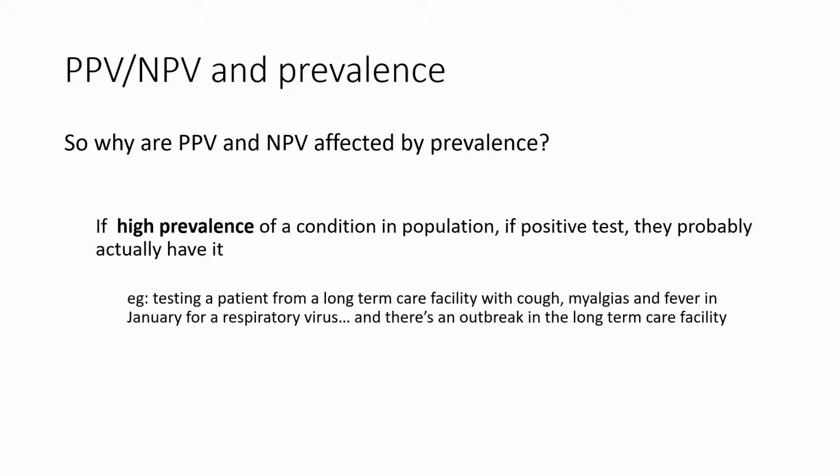So as we said, why does prevalence affect negative and positive predictive values? Well, if you have a high prevalence of a condition in a population, if they test positive, they probably have the condition. So for example, if you test a patient in the middle of January from a long-term care facility for a respiratory virus and they've got cough and myalgias and fever, and there is an outbreak in this long-term care facility and their nasopharyngeal swab tests positive for a respiratory virus, they probably have it.